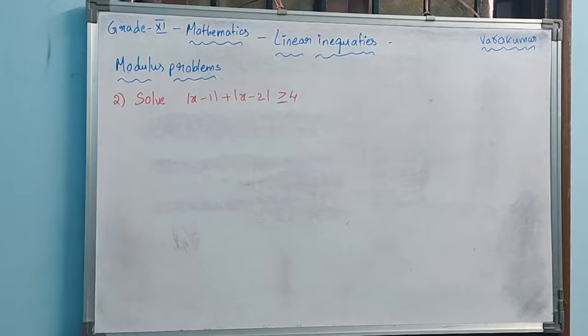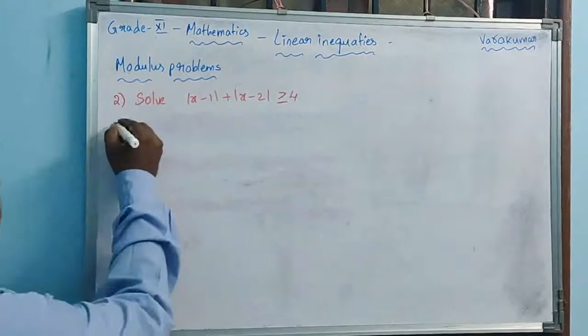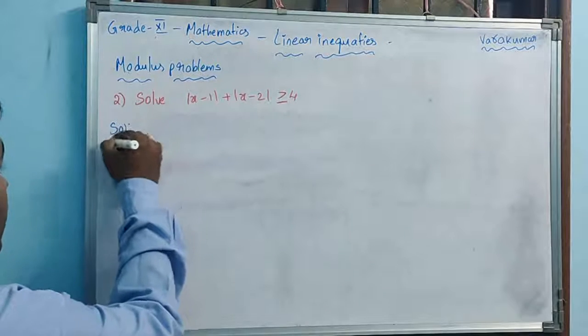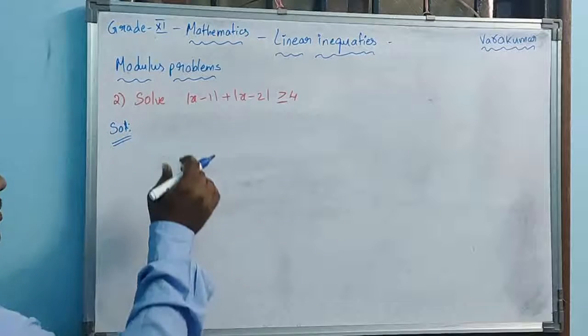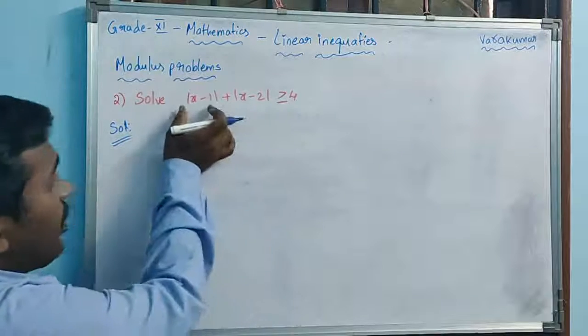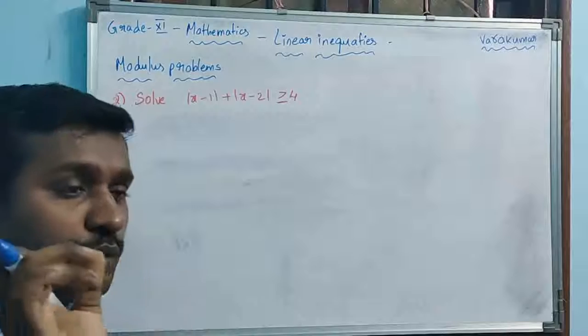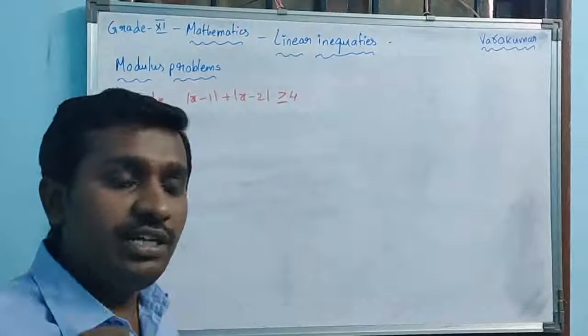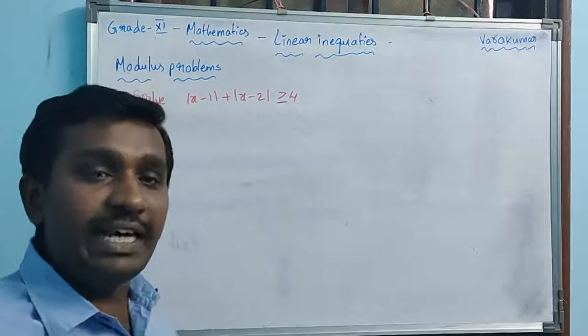Right. Now one more problem on the board. If you see that, solve |x - 1| + |x - 2| ≥ 4. See, this question is a little different from the other questions. Here we have |x - 1| and |x - 2|, so two types of modulus function on one side, and also we have to apply the conditions.